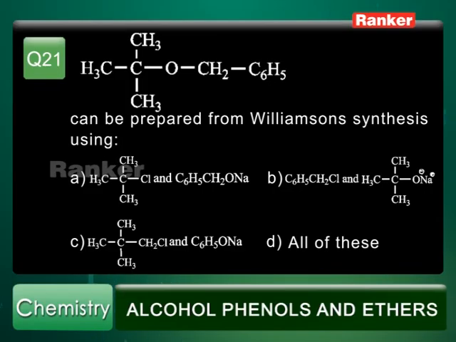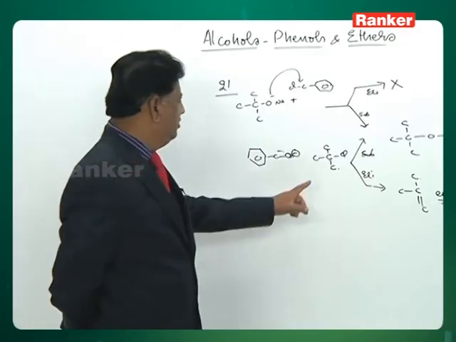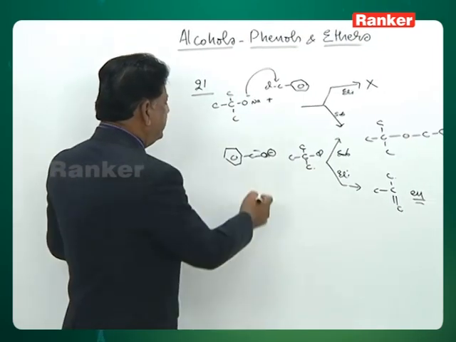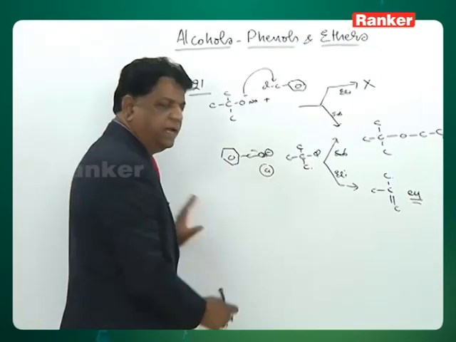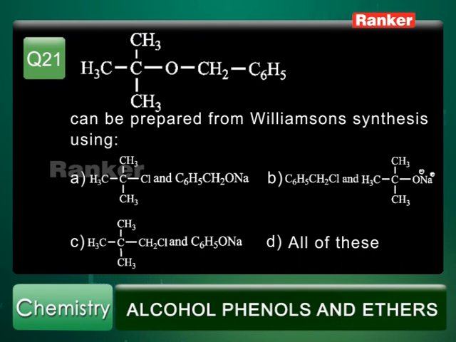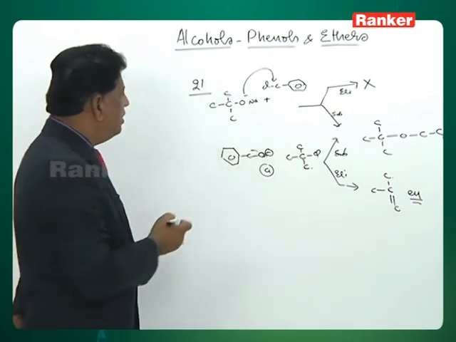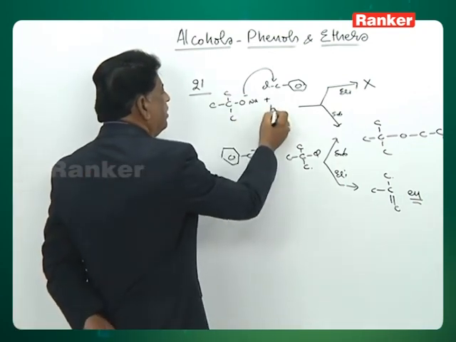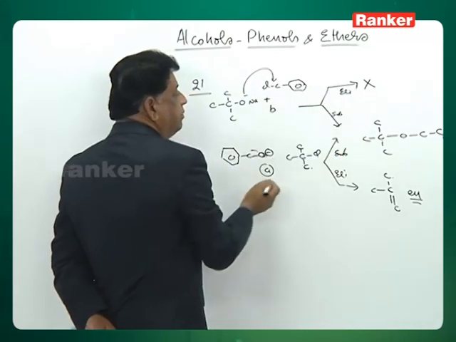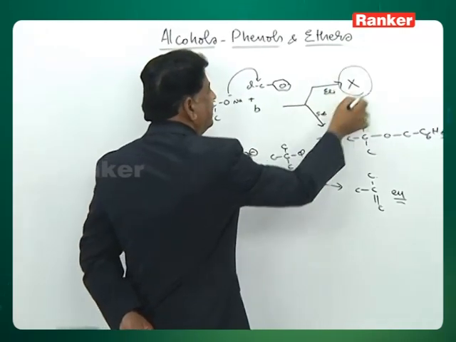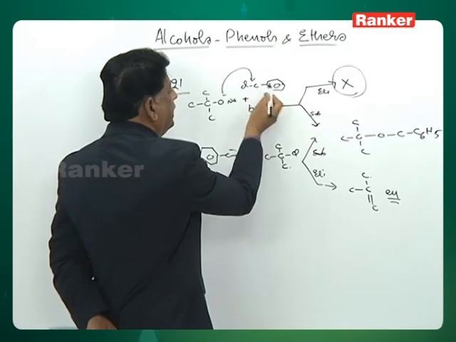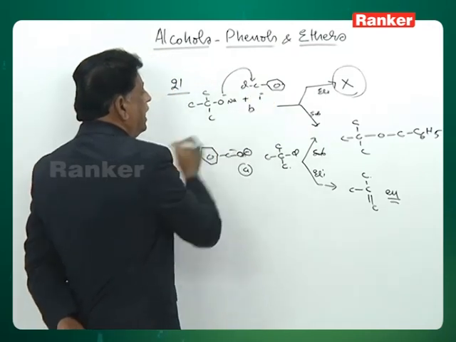Let us see the options here. The first one is a tertiary alkyl halide and the phenol, this is option A. The second one takes benzyl chloride and the sodium salt of the tertiary alcohol. This is the B option. So B will be the excellent reaction because the byproduct is nil here, because elimination cannot take place. It's a 1 degree alkyl halide.